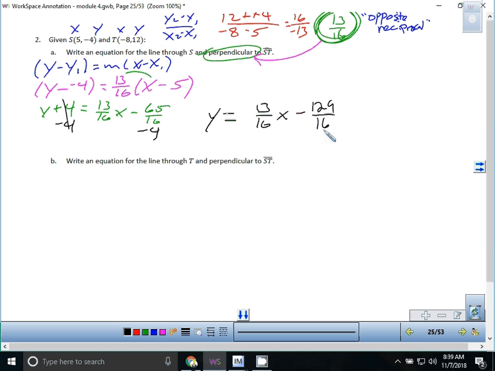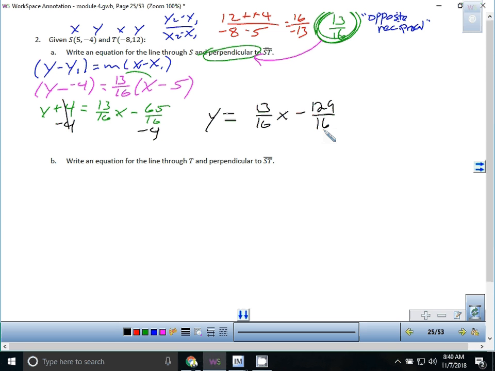Well, what changes then? That's a good question. What changes on part B? Not the y-intercept. The point on part B, they want you to go through T. So the only thing that changes here is which point we're going to use. But the other ones, the parallel ones, did that too. But it's not going to be the same answer. Oh, like the other ones. Okay. It won't be the same answer.